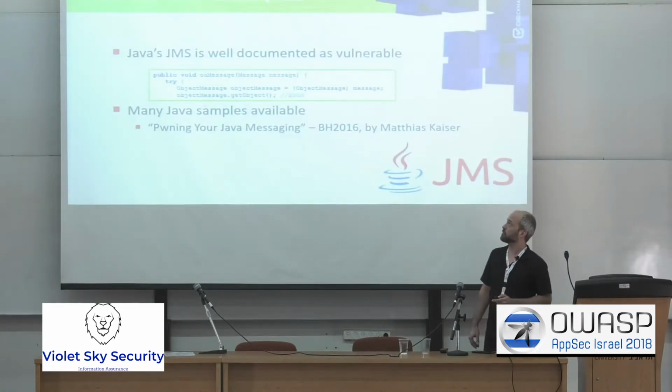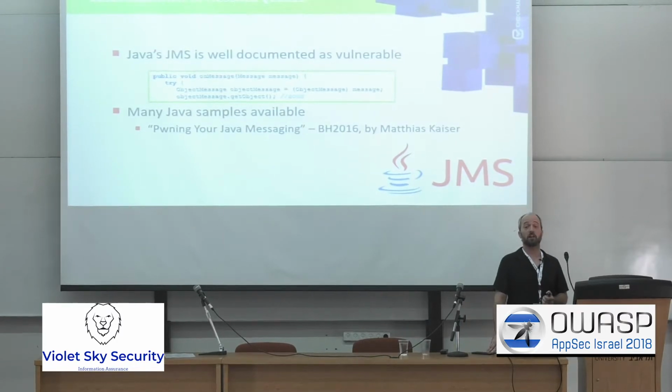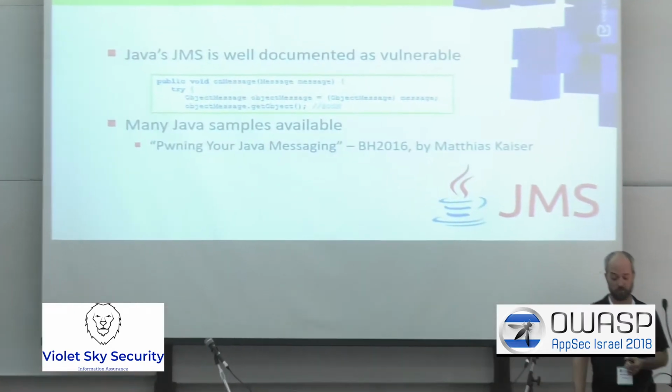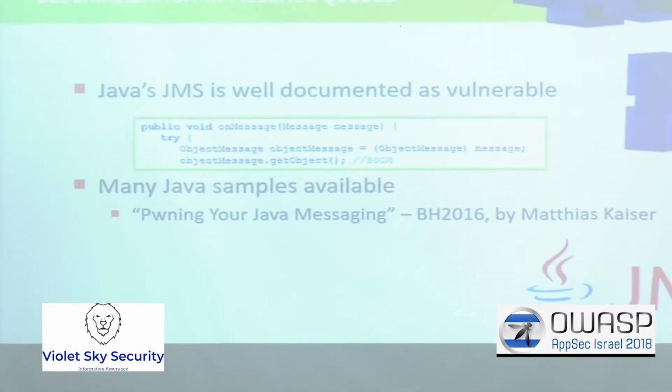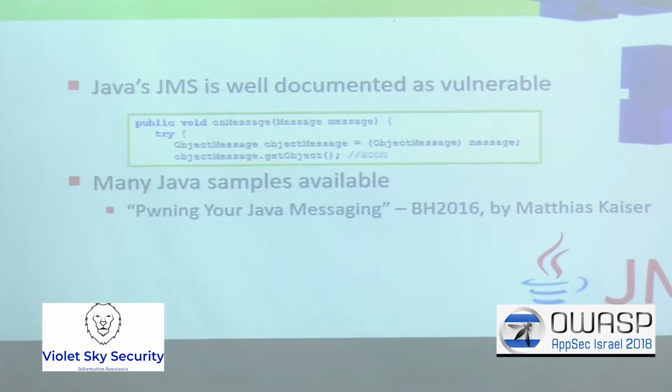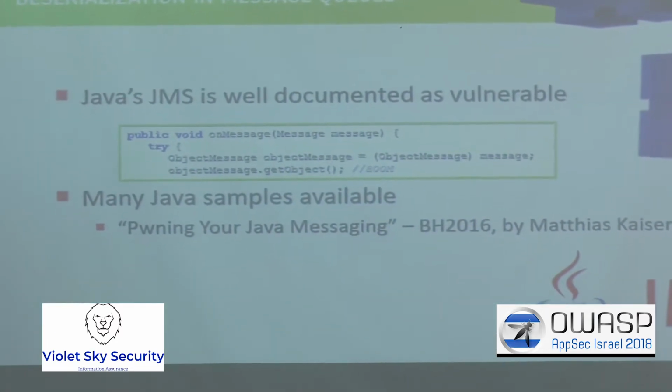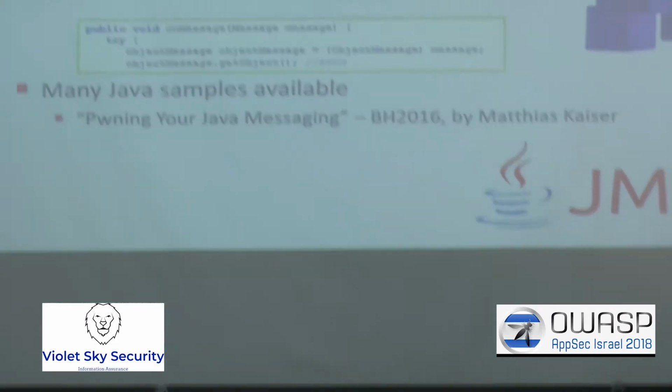Java's JMS is very well documented as vulnerable. There are a bunch of exploits. There's a really good talk from 2016's Black Hat, "Boning Your Java Messaging," which includes a lot of samples and demos for exploitation of the Java message queue. But as we said before, if you're going to do something right in Java, you should try it again in .NET. And that's where it gets interesting for us in our research.